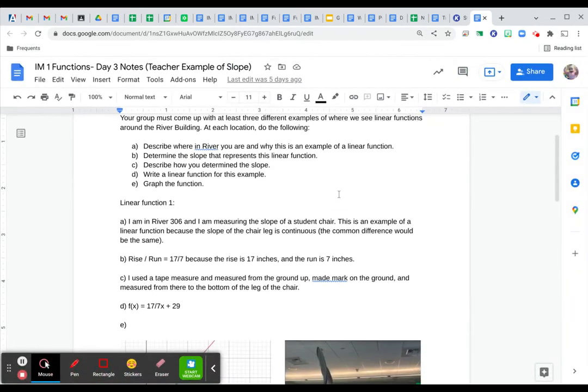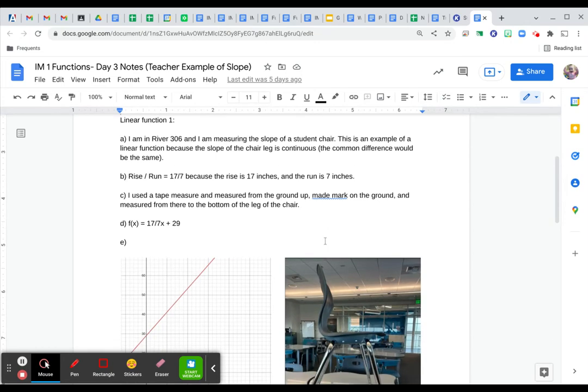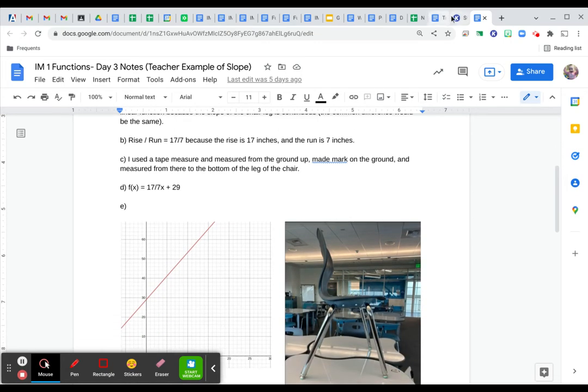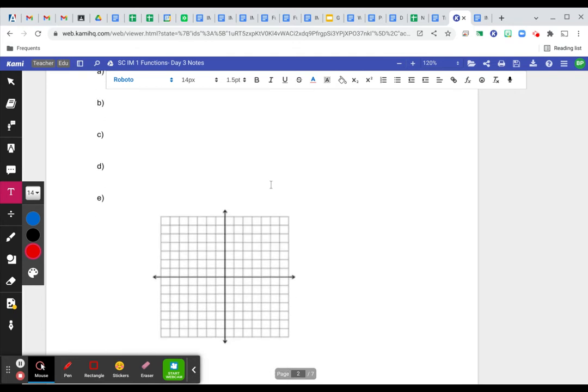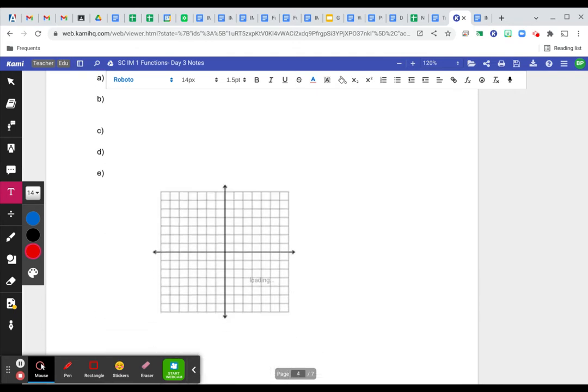So try this in class, or not in class, sorry. Try this wherever you're at if you're not able to be in class today, and see if you can do this a few times around your house. So this is what we did in class. We did it 3 times.